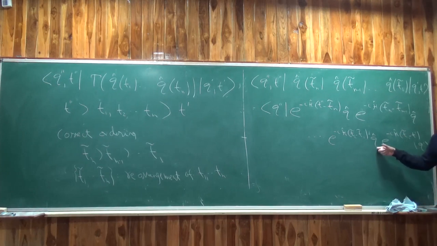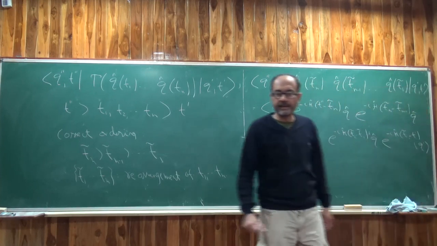And our goal will be to figure out what the effect of these q hats is. You want to write a path integral expression for this, taking into account the effect of these q hats. Is this okay?